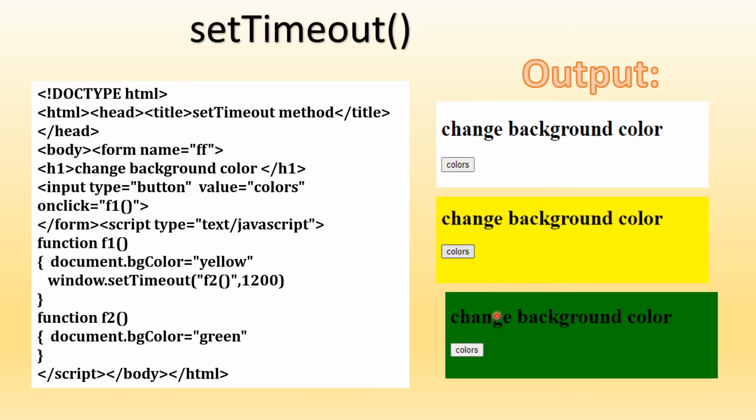I don't have to do anything because this function F2 will be activated by this, because I've written here setTimeout. When this function is activated, it will show yellow color. Immediately this function will run. That is, this function over here, after 1200 milliseconds, green will happen. That is what setTimeout is.